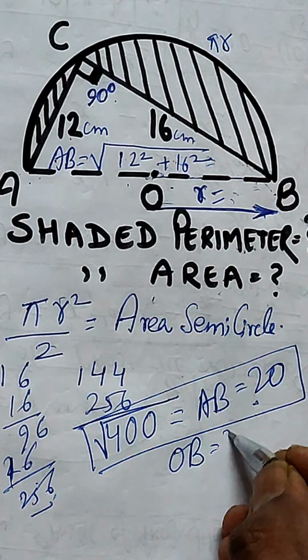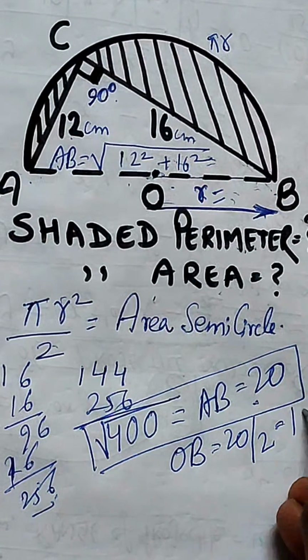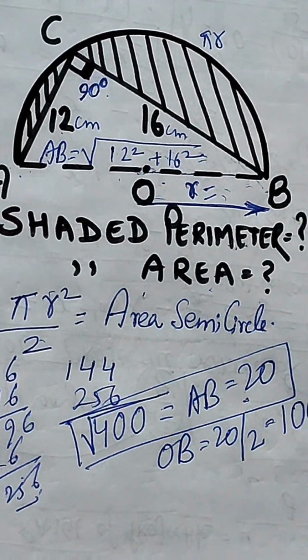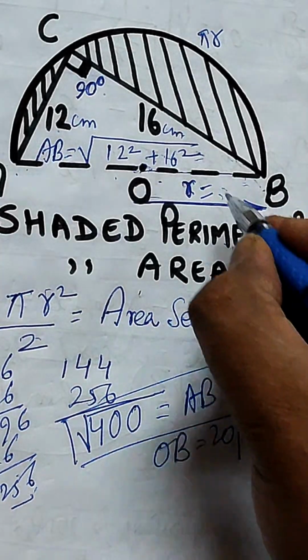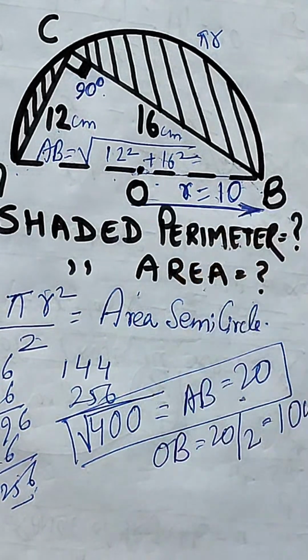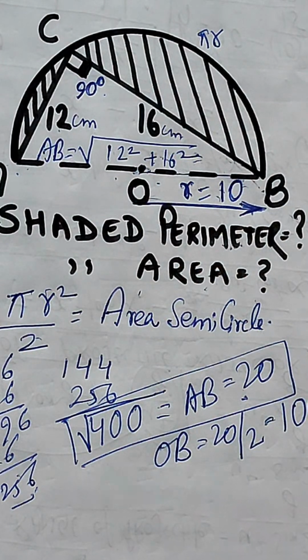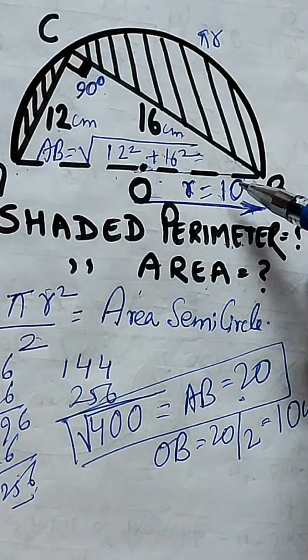So OB is 20 by 2, which is coming at 10 centimeter. So R is calculated as 10 centimeter. Now, this question is almost solved, right?